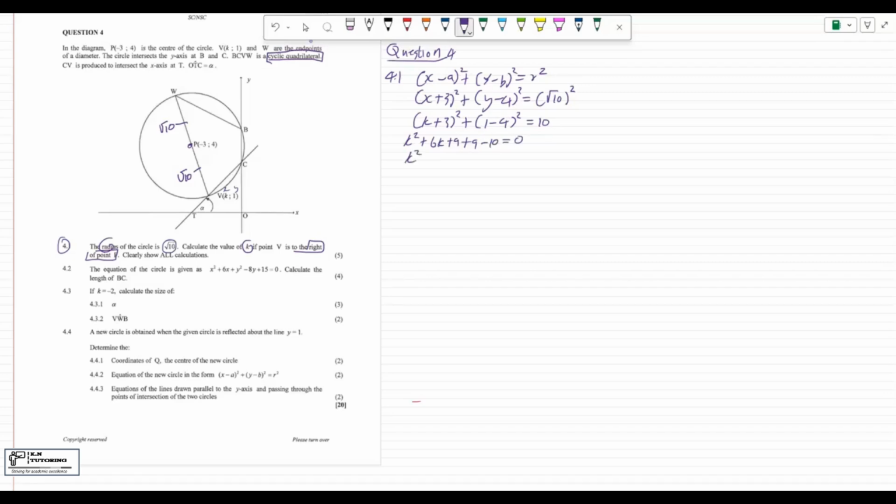When I simplify this, K squared plus 6K, 9 plus 9 is 18, 18 minus 10 is 8, so plus 8 equals 0. Then I can find K there. The bigger number takes the sign of the middle term. I've got 4 and 2, positive, positive. Therefore, K is equal to negative 2, or K is equal to negative 4.